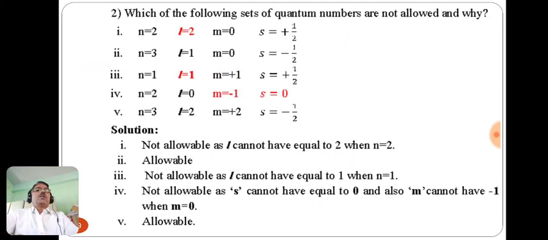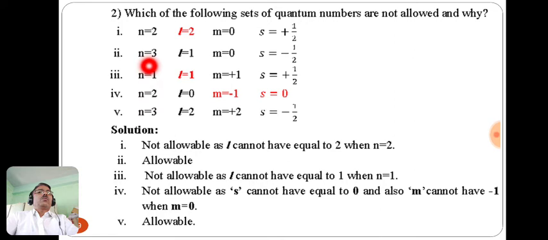Now let's see a second example that may be asked in the exam. Which of the following sets of quantum numbers are not allowed and why? That means we have to give the reason. The first set is n equals 2, azimuthal quantum number L equals 2, magnetic quantum number 0, and s is +1/2. Here L equals 2 is not possible, therefore this set of 4 quantum numbers is not allowed.